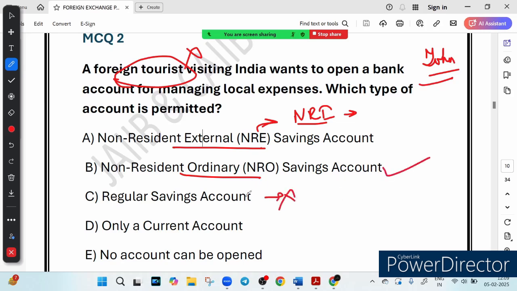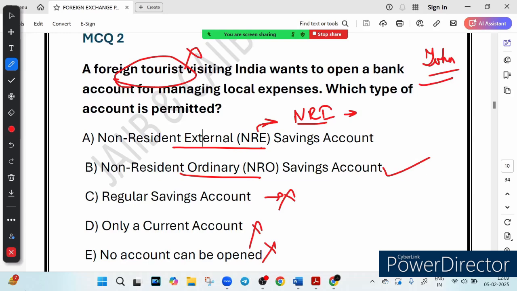Rupee savings account is not correct because a rupee savings account is only for Indian residents. A foreign tourist is not a resident, so they are not allowed to open this type of account. Only a current account is also not correct. Current accounts are mainly for business, not individuals, right? A foreign tourist does not need a current account. And the last option is that no account can be opened. This is wrong because foreign tourists can open an NRO account.